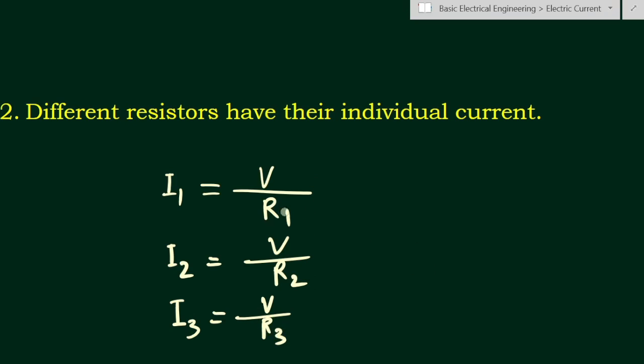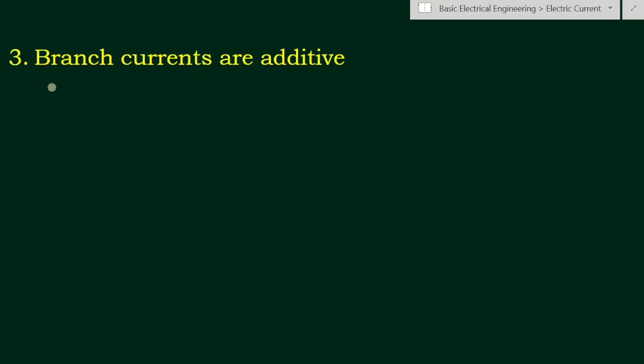These resistances R1, R2 and R3 may be different. If they are the same, that means if R1 equal to R2 equal to R3, then I1 is equal to I2 equal to I3. This is the second property. That means different resistors have different individual currents. If the resistors have different values, then the current values will also be different. In the third property, we have that branch currents are additive.